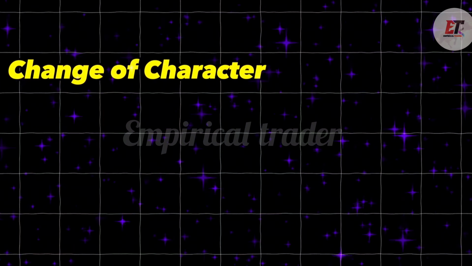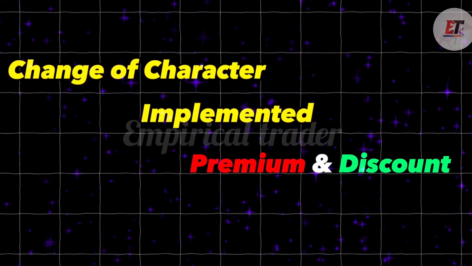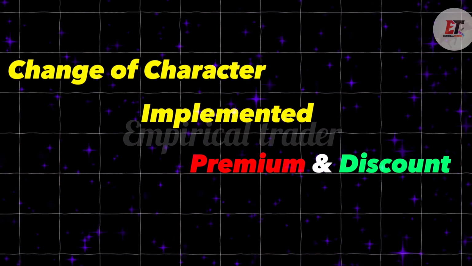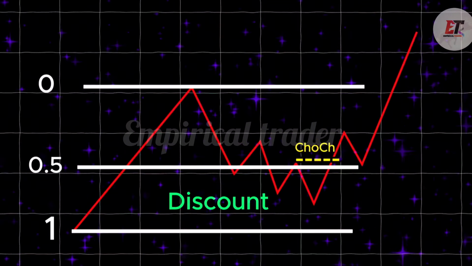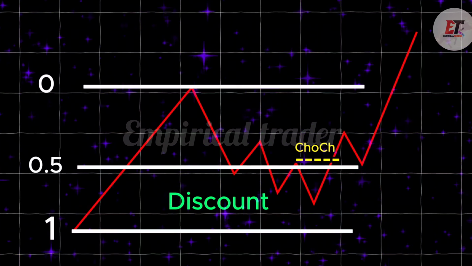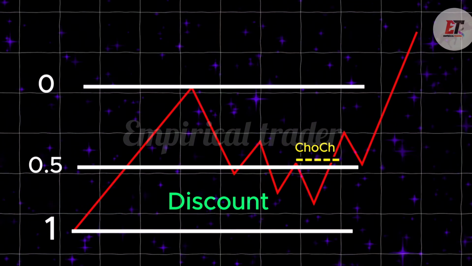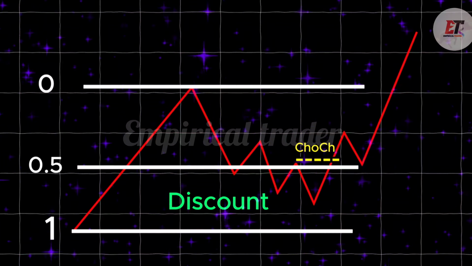The change of character can also be implemented into the premium and discount strategy for a better quality entry price. In an uptrend example, when price falls into the discount zone with the micro trend being bearish, we look for a change of character that reverses the micro trend and continues the larger bullish trend.